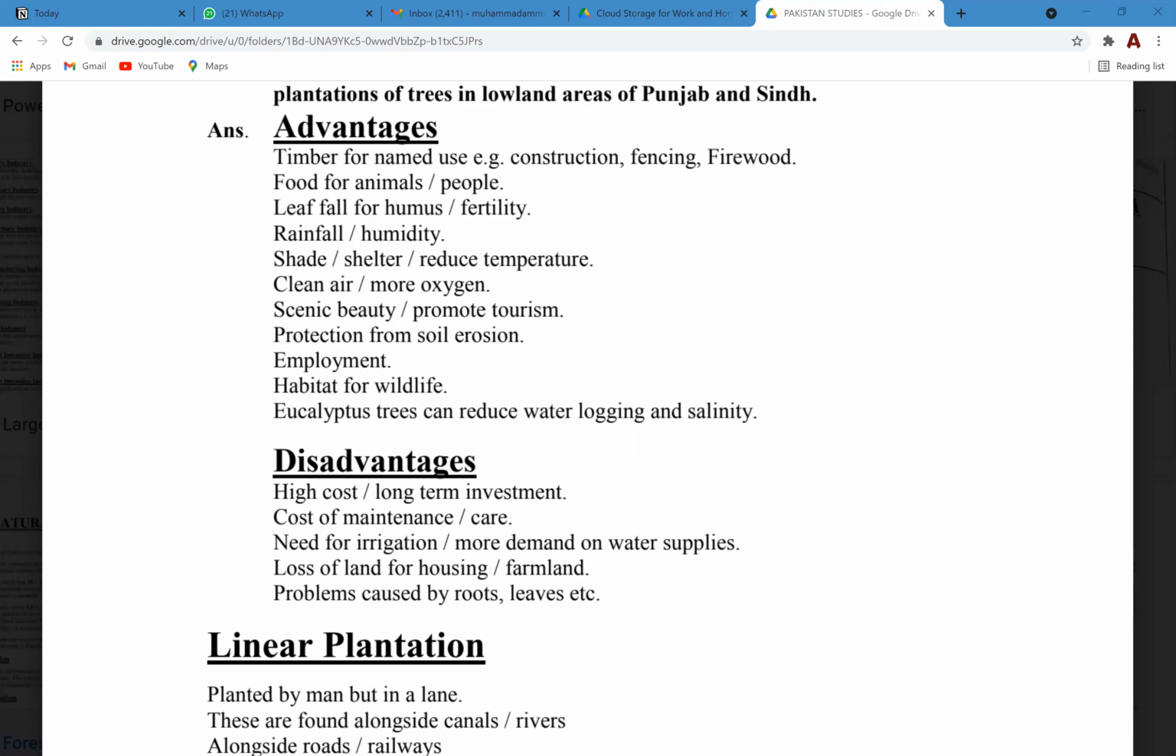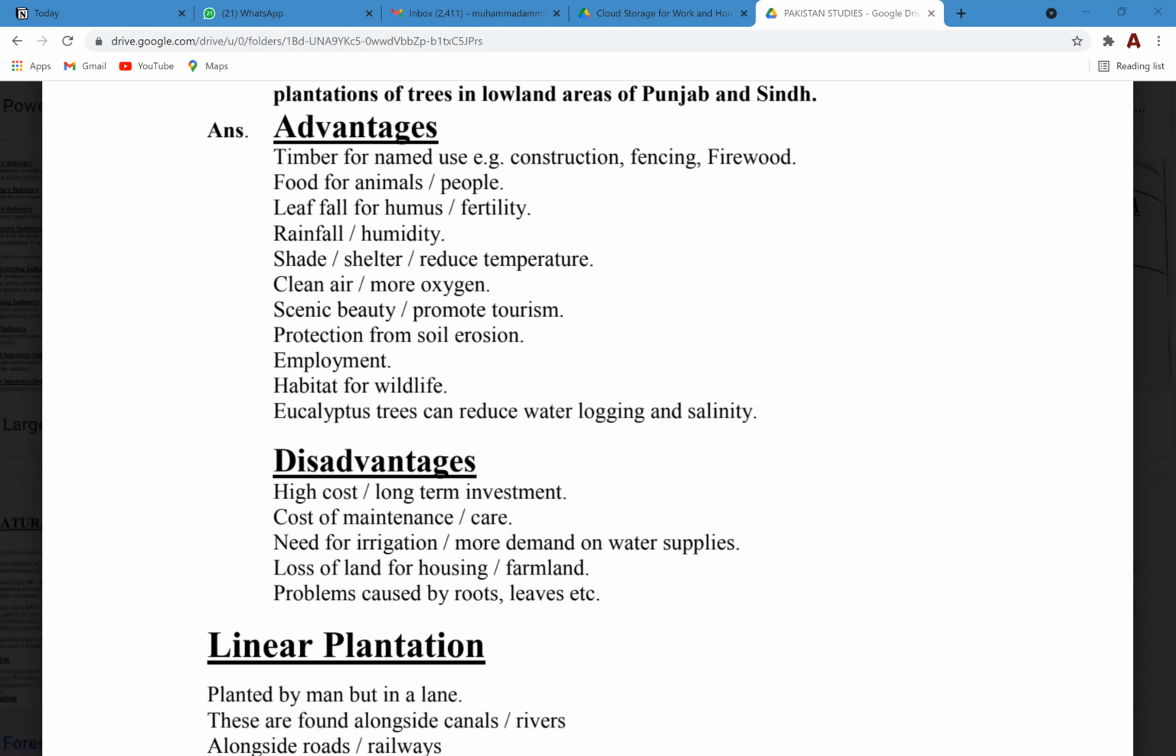Also elaborate this term employment. All of the answers here given in this PDF are just pointers made for you, but your elaborations are to be made by you. Okay, employment, for example, people who work for these construction industries, who cut the wood, who transport the wood to different industrial areas. Habitat for wildlife, talk about birds, animals that live in forests.